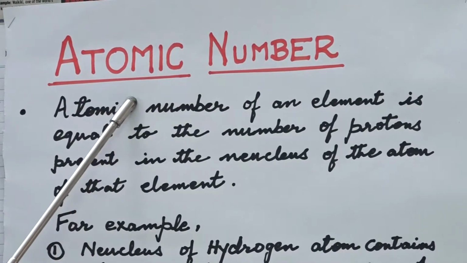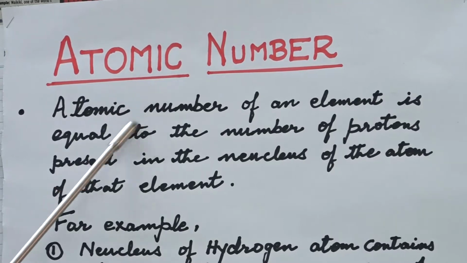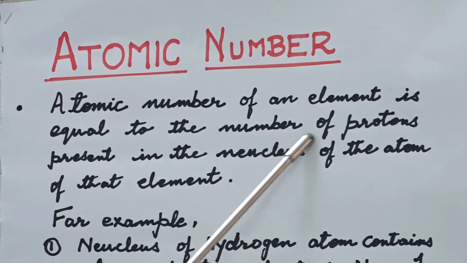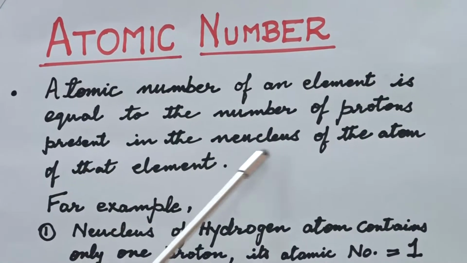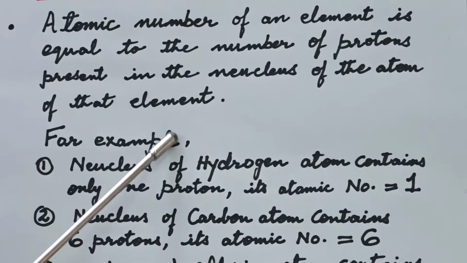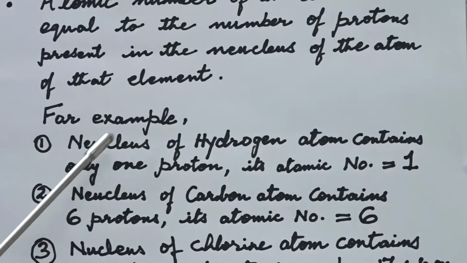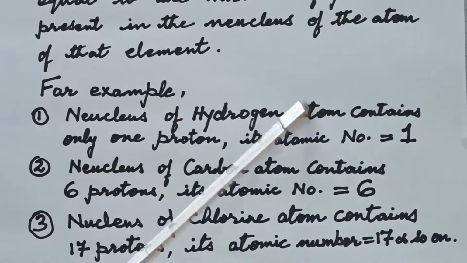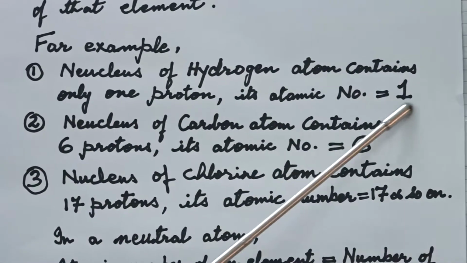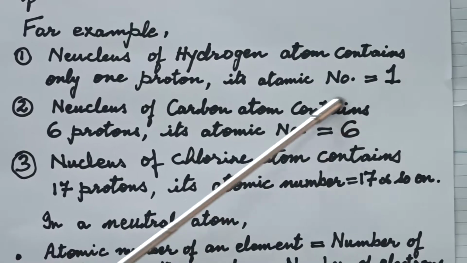Today we are going to take up the topic of atomic number from the chapter Structure of the Atom. Atomic number of an element is equal to the number of protons present in the nucleus of the atom of that element. For example, nucleus of hydrogen atom contains only one proton, so its atomic number is 1.